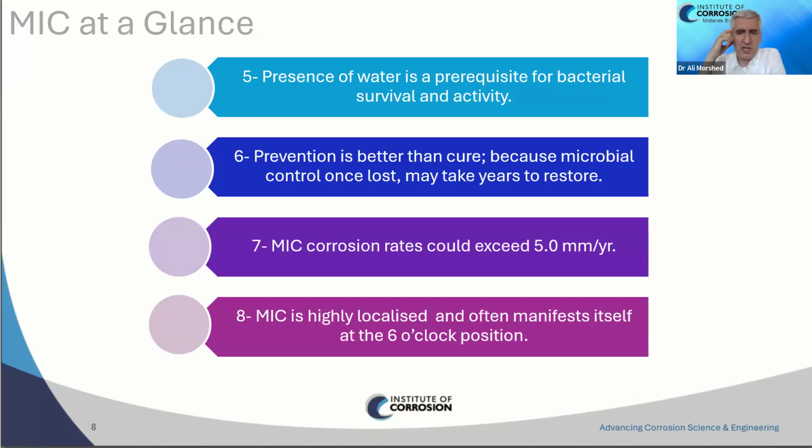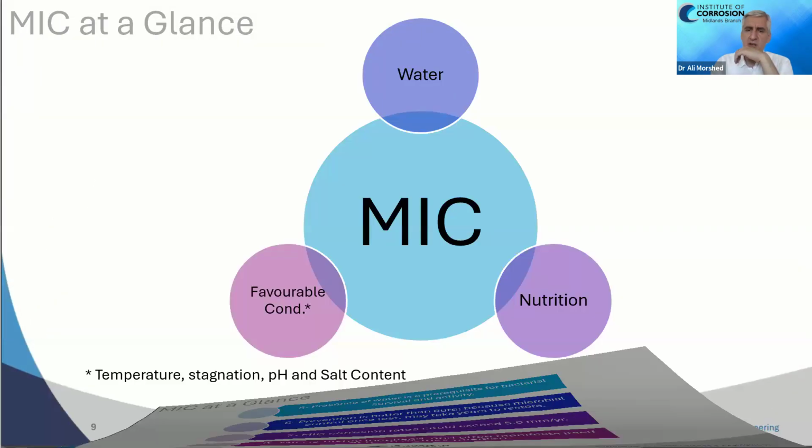MIC corrosion rates could exceed 5 millimeter per year. I have myself come across this rate, but I've heard that MIC corrosion rates could be as high as 8 millimeter per year. So for a new system with a 3 millimeter corrosion allowance, that means the whole thickness of corrosion allowance could be gone in less than 6 months. MIC is highly localized and often manifests itself at the 6 o'clock position of our system, here we are talking about the pipeline. So if we get MIC, we expect to see the failures at the 6 o'clock position.